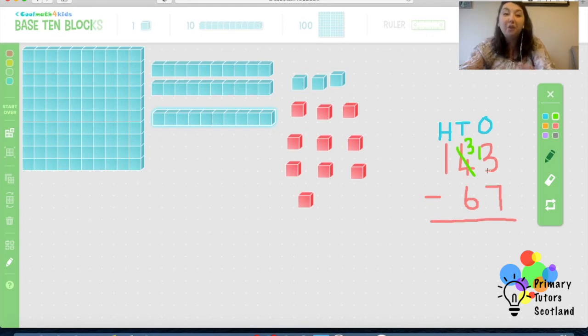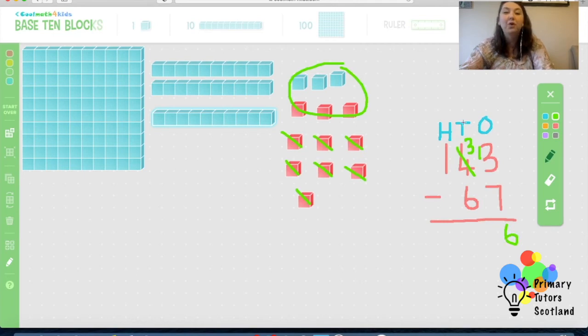Now we can do 13 take away 7. We've got enough numbers now. So let's do that. 1, 2, 3, 4, 5, 6, 7. So how many blocks do I have left? 6. Perfect. Alright, this is going good.